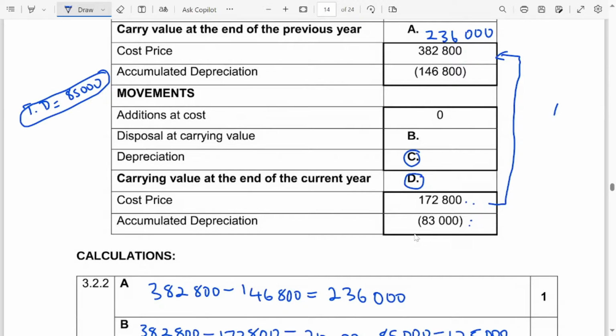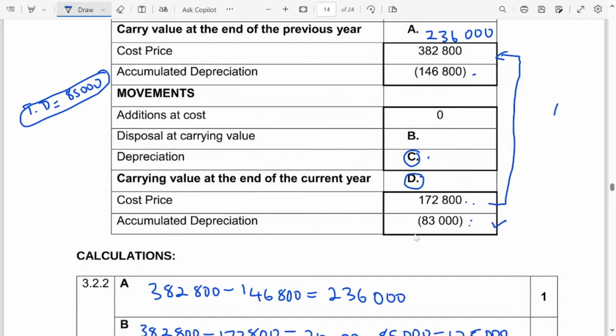Now how can we find the depreciation? For this one, we have the accumulated depreciation at the beginning, and then we have this one and this one. To do this, we must first know how we find the accumulated depreciation at the end of the year. That is the first thing that you must know.